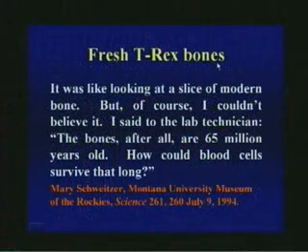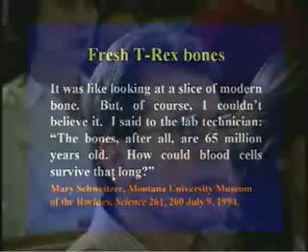So were these creatures really what we make them out to be? Fresh T-Rex bones. This is in the journal Science. It was like looking at a slice of modern bone, but of course I couldn't believe it. I said to the lab technician, the bones, after all, are 65 million years old. How could blood cells survive that long? You see, we found bones with blood cells still in them intact. Could they be millions of years old, yes or no? These are questions which boggle the mind.